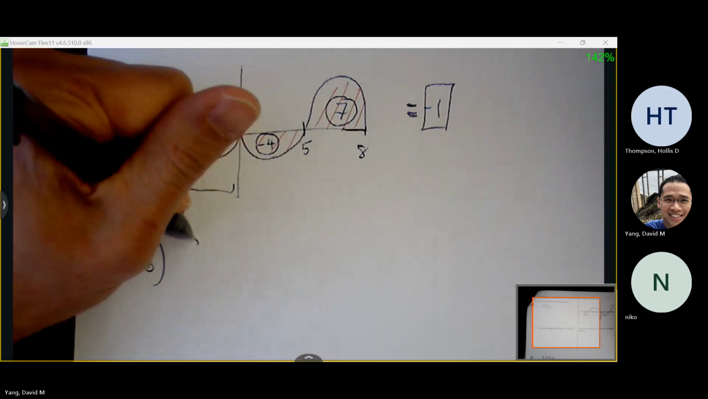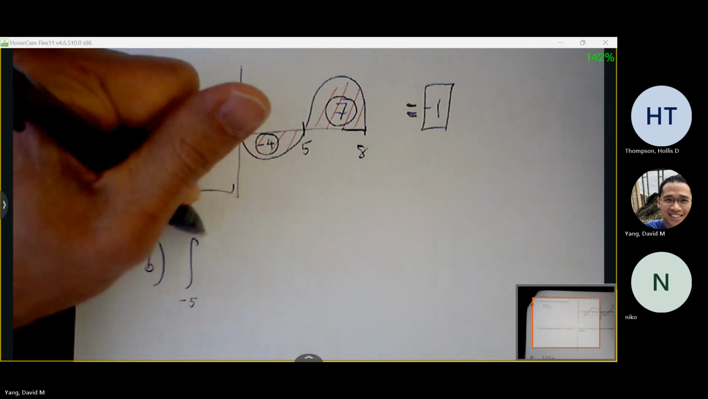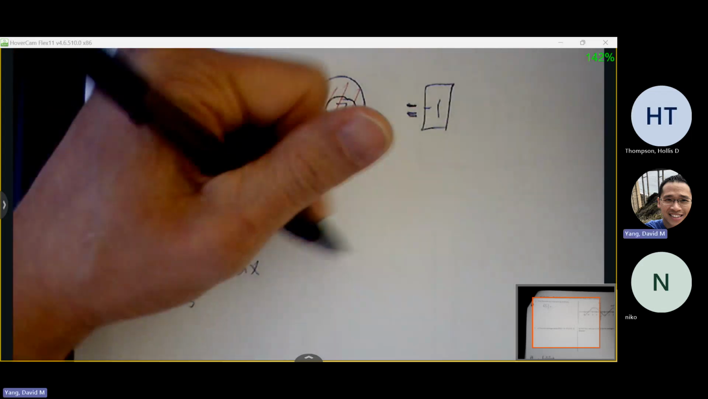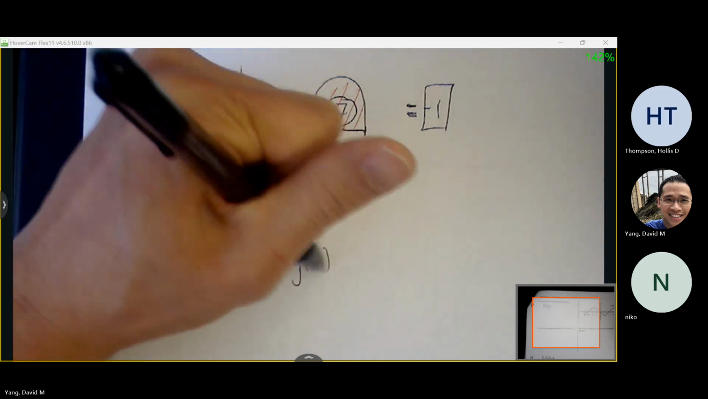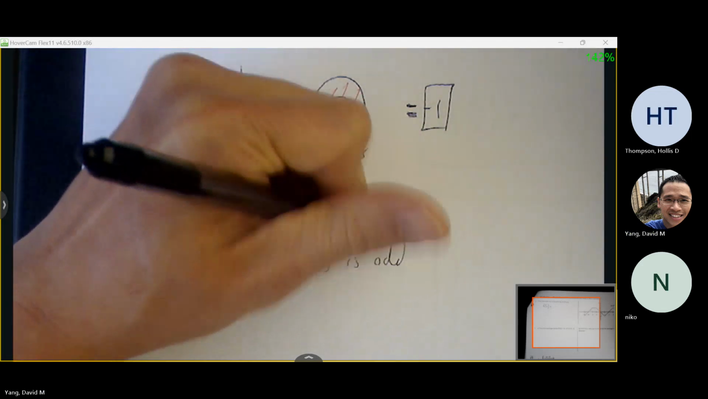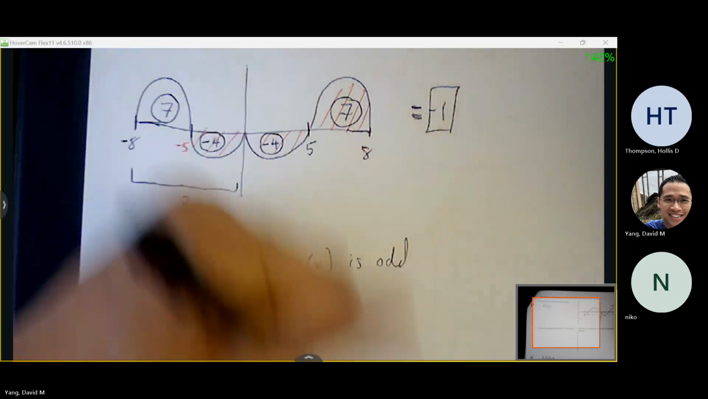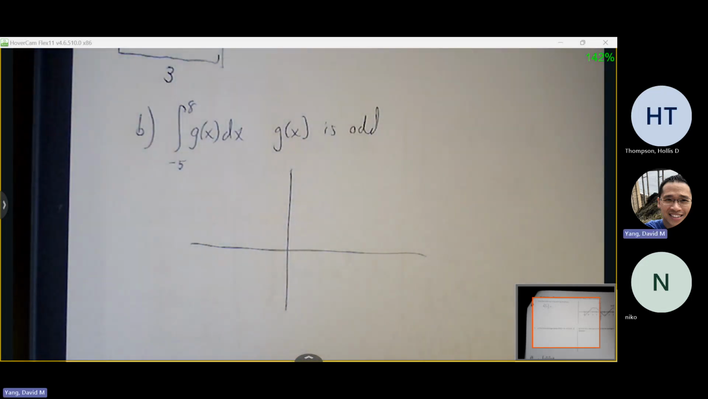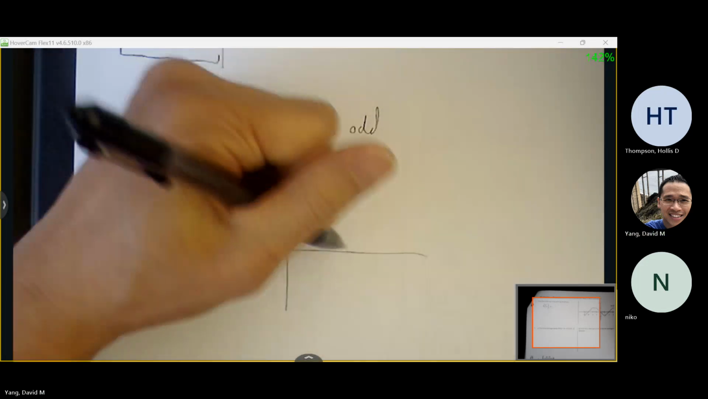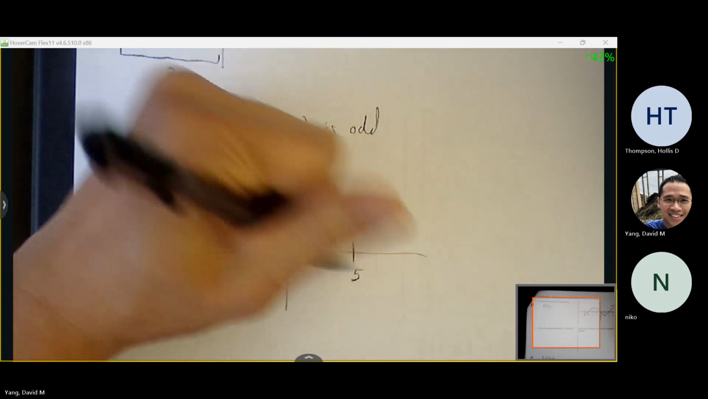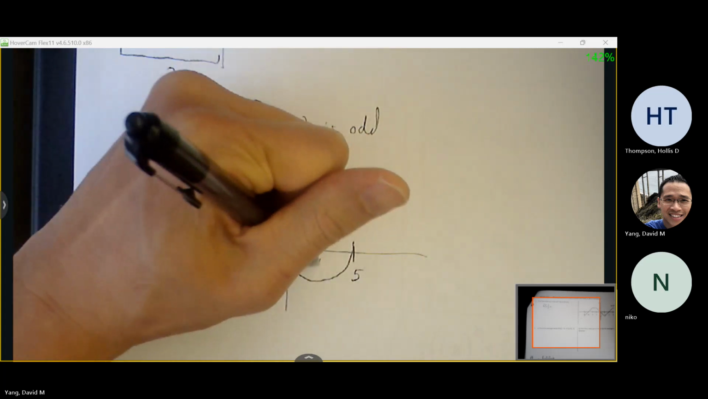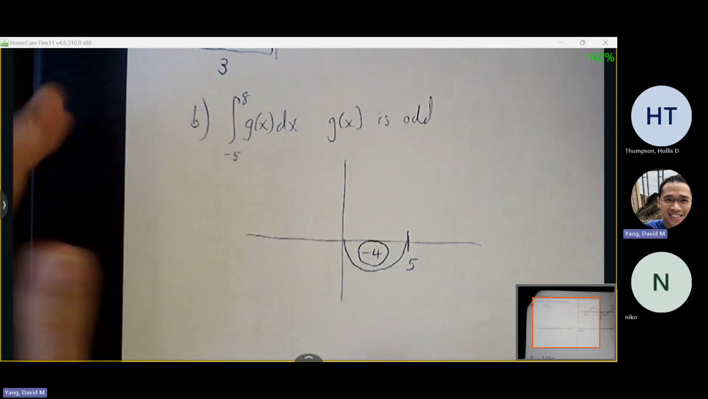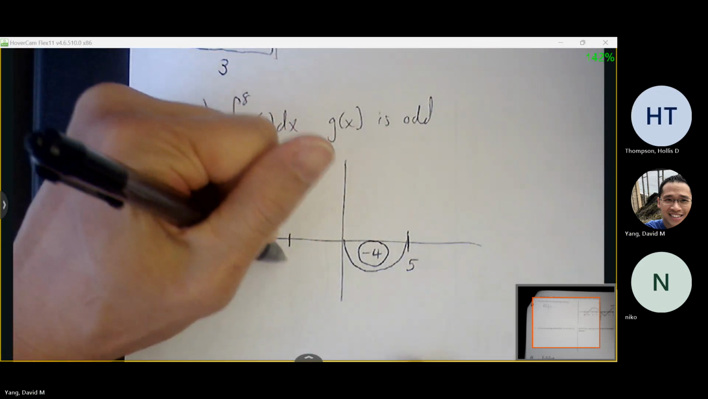Part B. We're trying to find the same region, but now we're saying the function is odd. Start with your shorter interval, just like before. 0 to 5 is -4. So now it's an odd function. What can we say on the other side? +4.